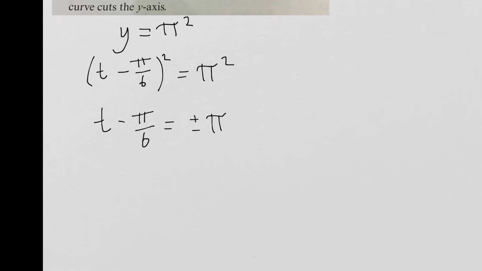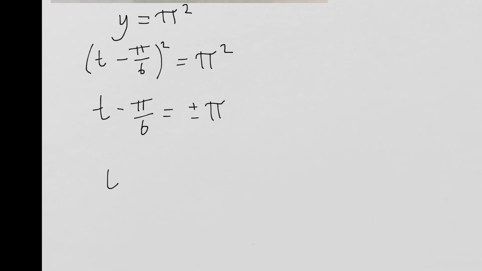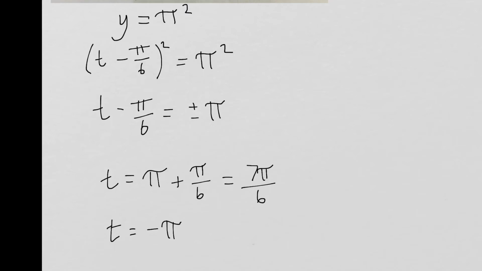So finding the point where it intersects, t is either going to be pi plus pi over 6, which is equal to 7 pi over 6, or if I take the negative value, remember the little cat looking really sad if you forget about it with the positive and negative square roots, minus pi plus pi over 6 is going to leave us with minus 5 pi over 6.